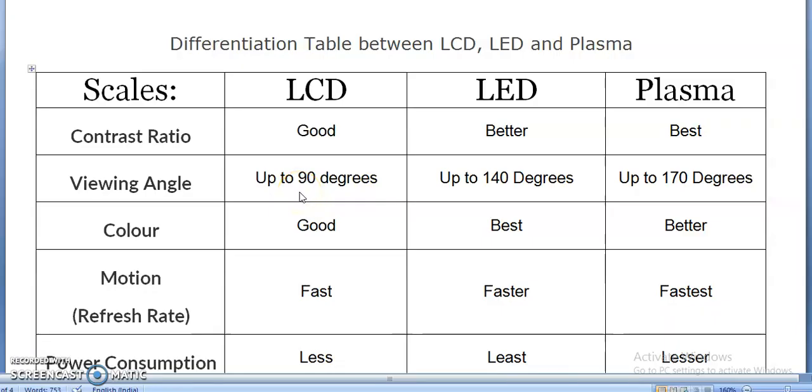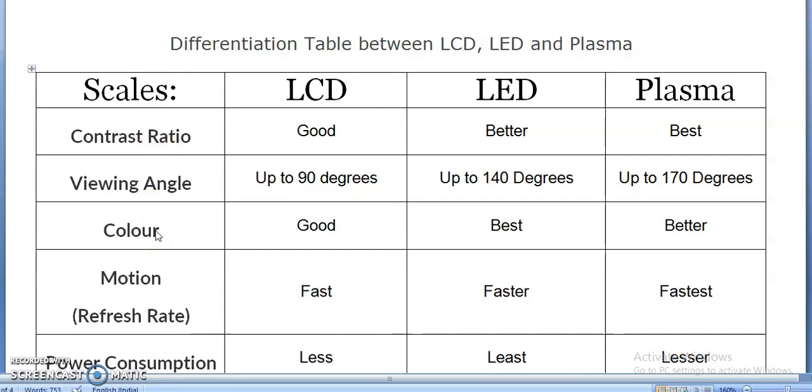Now, since we have studied the three different types of computer monitor, LCD, LED, and plasma, I have made this differentiation table to show the difference between these three types of monitors, and the categories are contrast ratio, which shows that LCD has a good contrast ratio, but it is better in LED, and plasma has got the best contrast ratio.